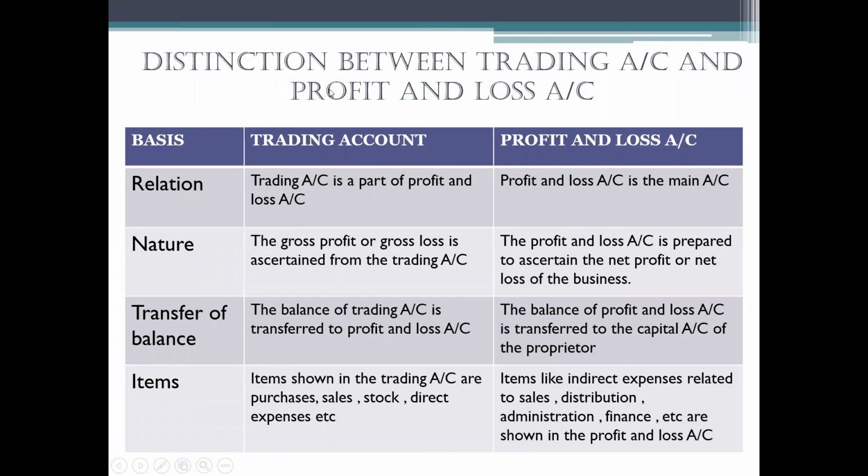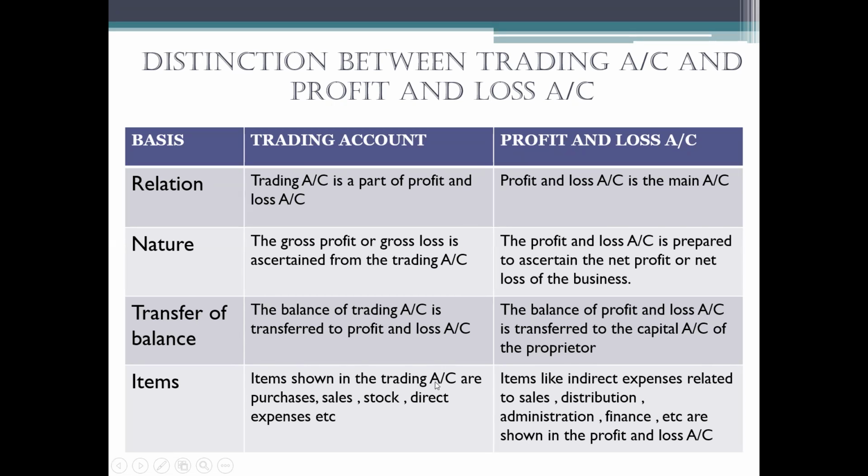Let's learn the distinction between trading account and profit and loss account. Now, trading account is a part of profit and loss account, and profit and loss account is the main account. We all know that the gross profit or gross loss is ascertained from your trading account, whereas the profit and loss account is prepared to ascertain the net profit or net loss of the business. The balance of trading account is transferred to profit and loss account, and the balance of profit and loss account is transferred to the capital account of the proprietor.